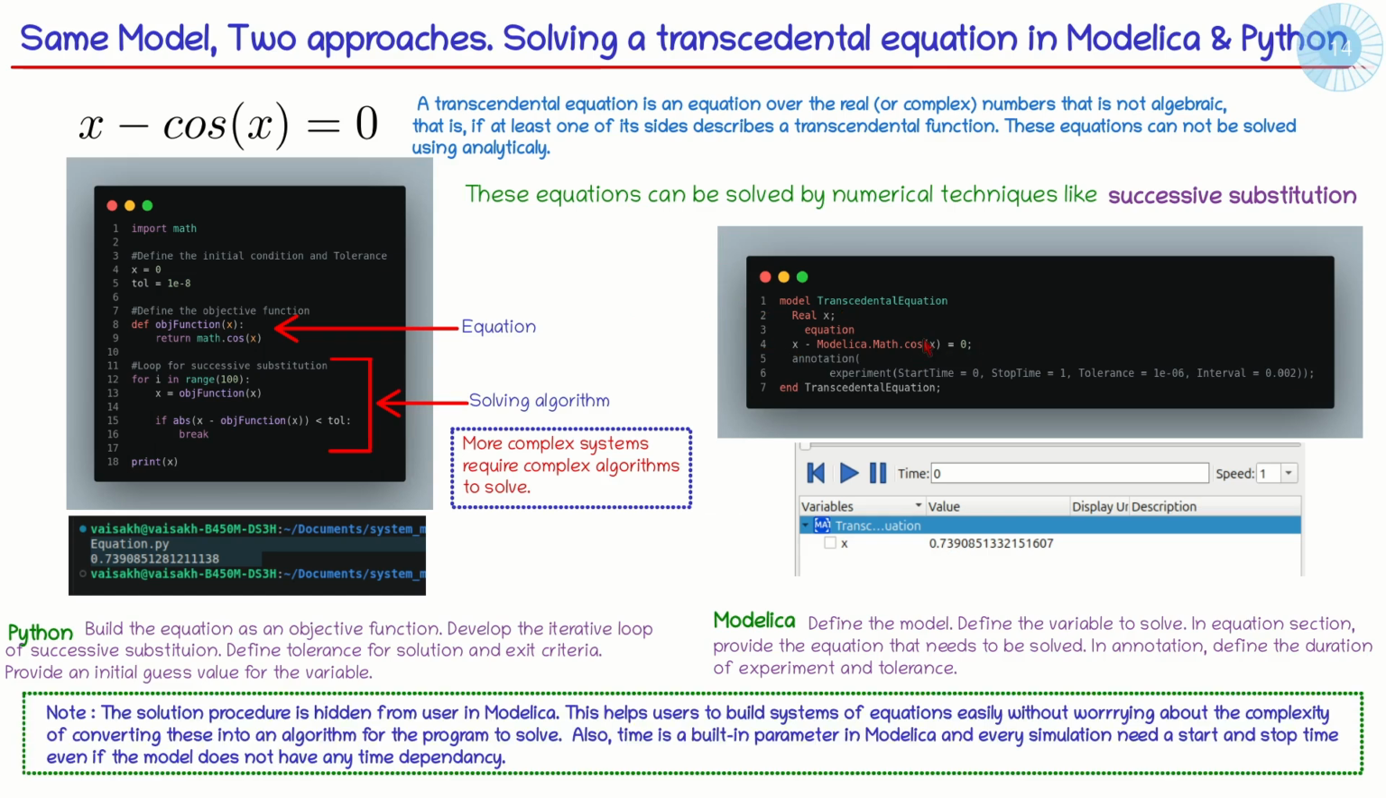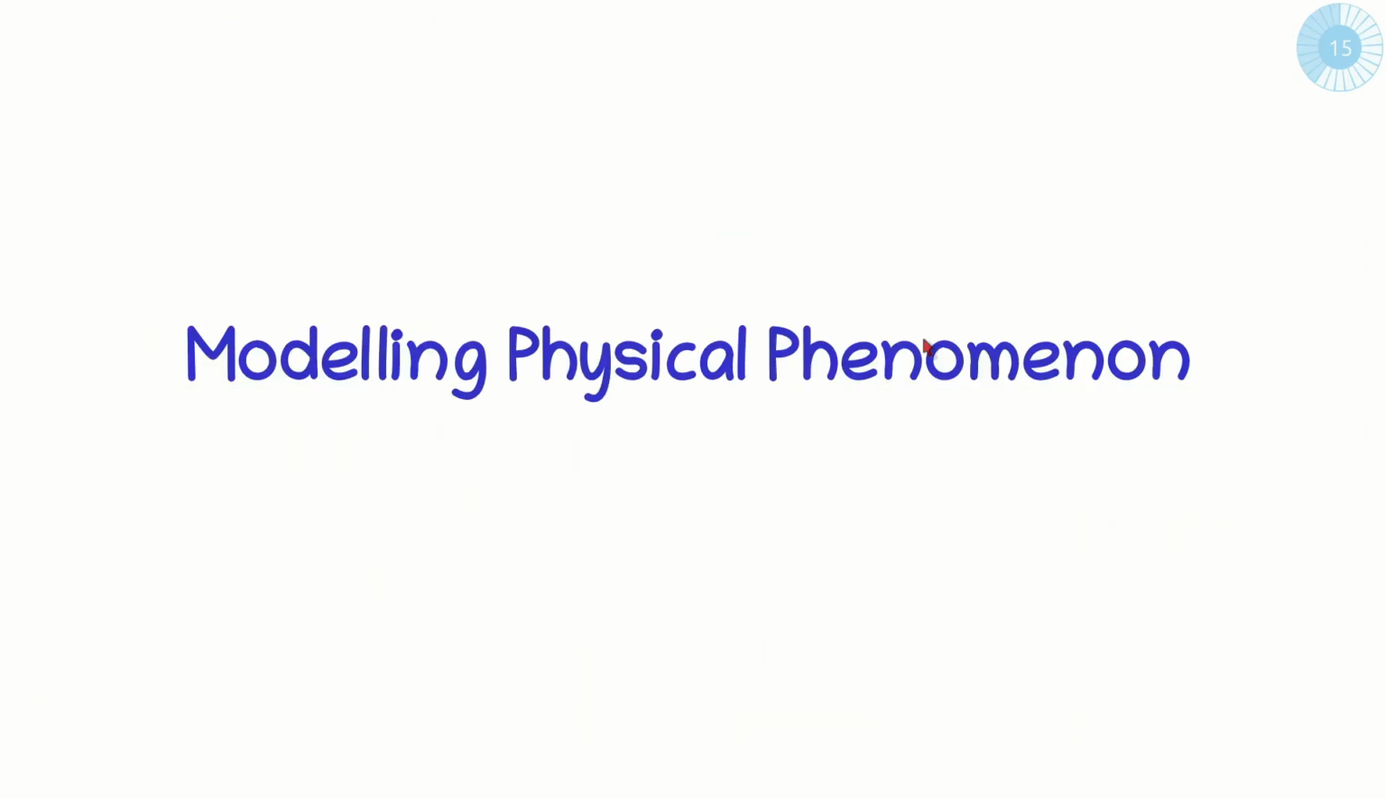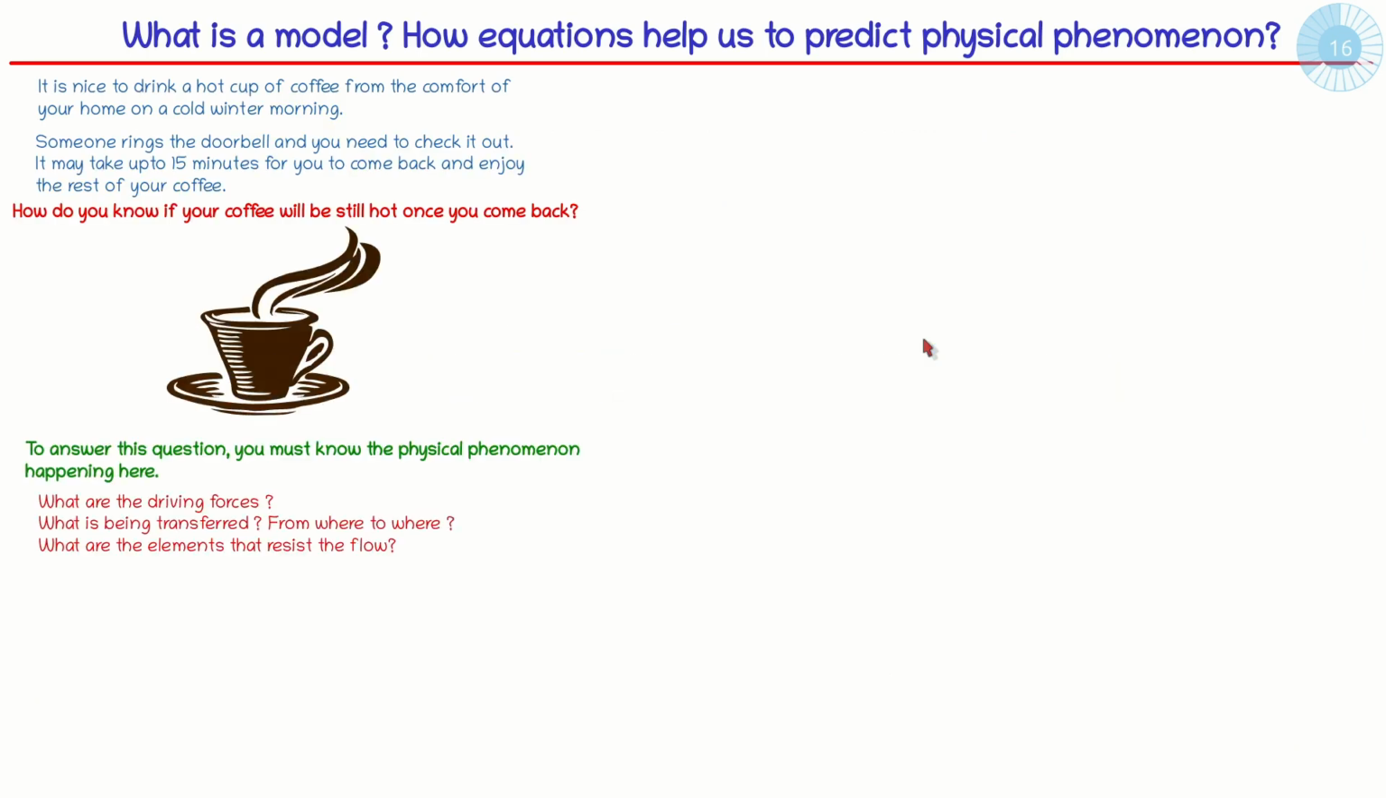It's a good thing that Modelica can solve equations, but why is it relevant in solving physical problems or engineering problems? How do we convert a simple phenomenon that's happening around us into a system of equations that can be solved using Modelica? Let's attempt this question by taking a very simple example. You're drinking coffee on a comfortable winter morning in your home. Somebody rang the doorbell, you have to go attend that person. It may take like 5 to 10 minutes of time.